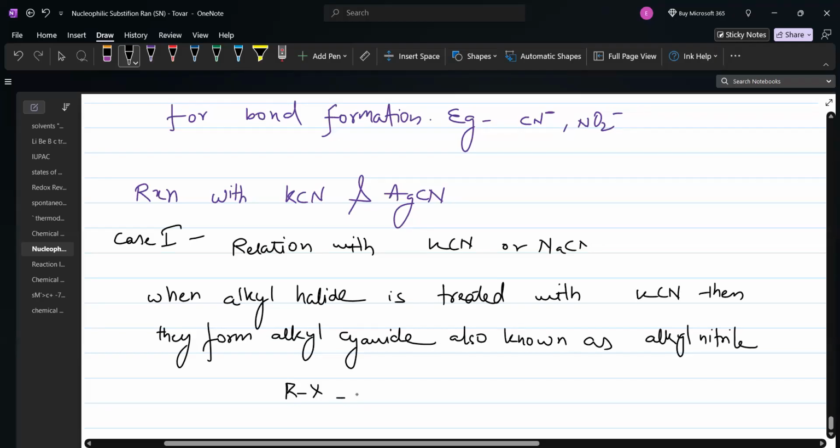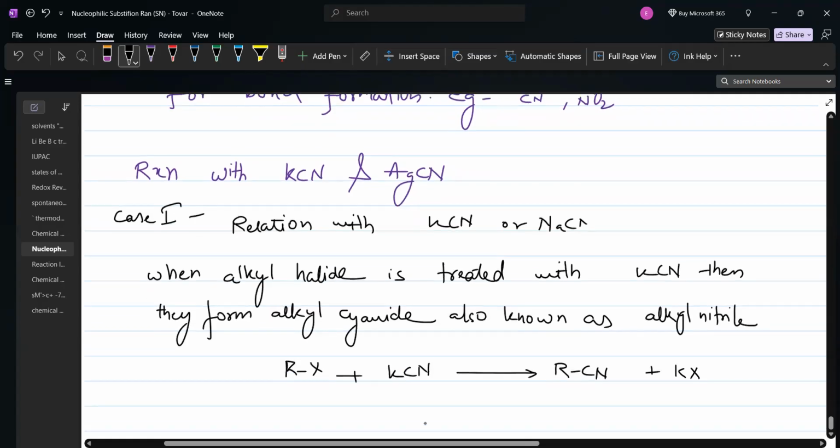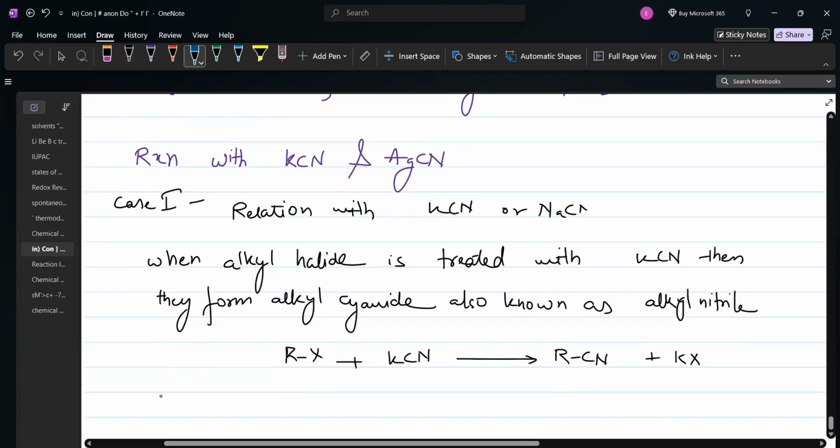RX, alkyl halide, is getting reacted with KCN, and it is forming RCN. The rest of the product is not much important, this RCN is important. What is the mechanism? Because if you know the mechanism, you will get a feel here. KCN is an ionic compound. Just remember, this is the most important thing. KCN is an ionic compound, that is why in solution it will break into K plus and CN minus.